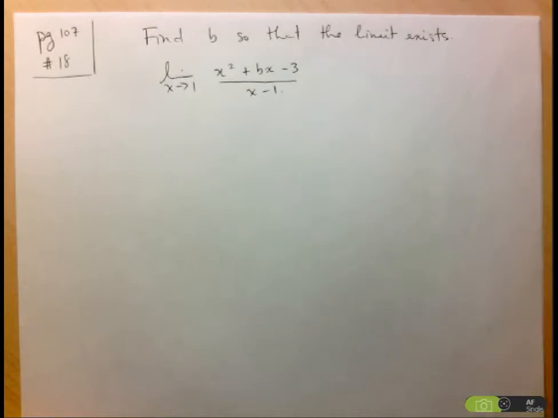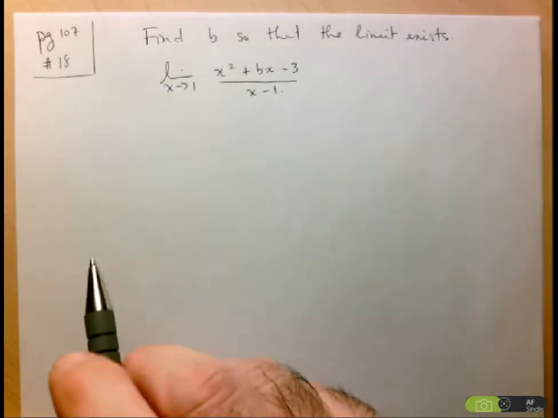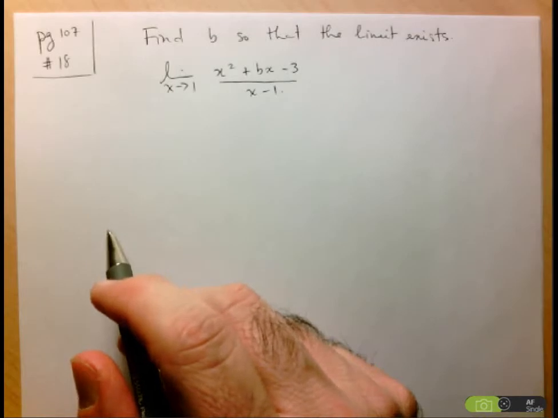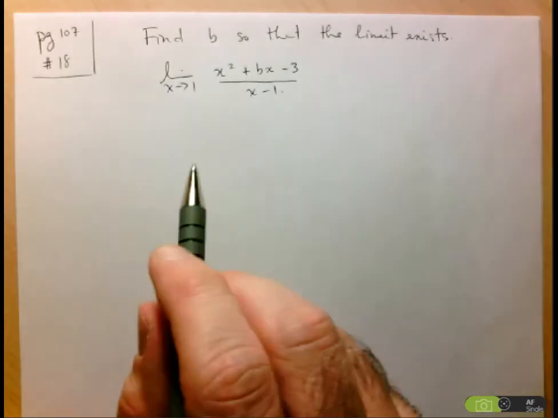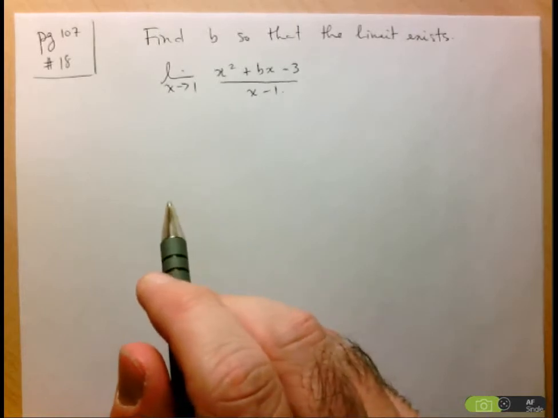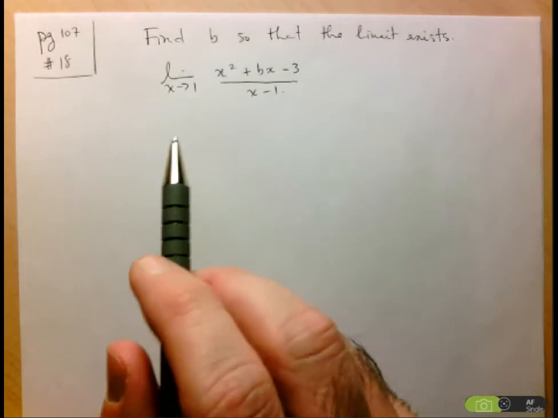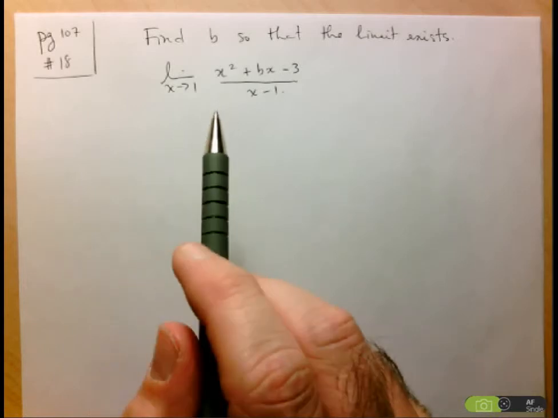Hi folks, we're looking at number 18 from page 107, so they want us to find the b value that'll make this limit exist. And I'm actually going to solve this problem in 4 different ways. Now you might be asking, why in the world would I take the time to show you 4 different solutions? Well, because what I want you to see is how there's different approaches to a problem like this.